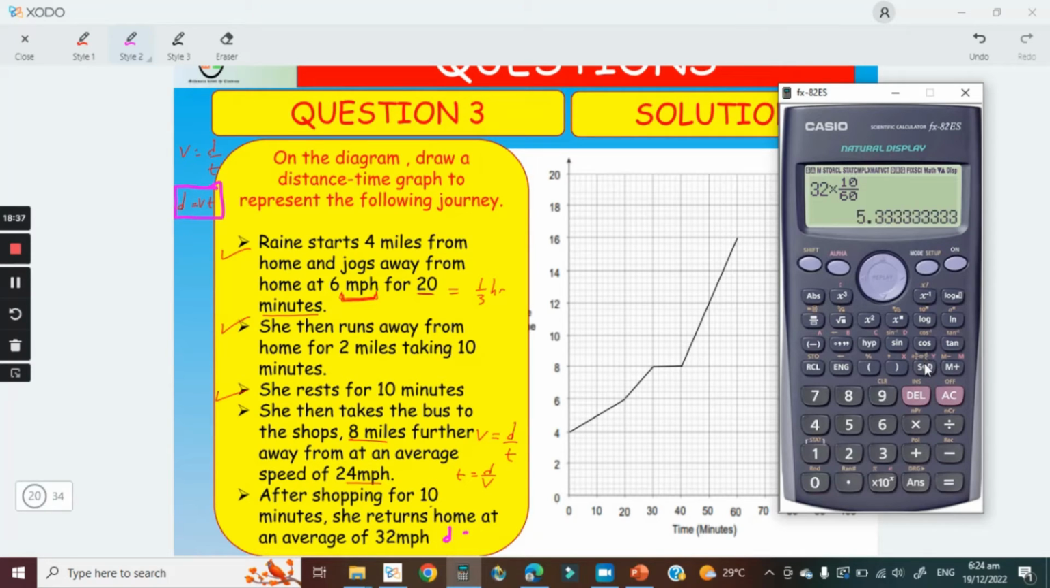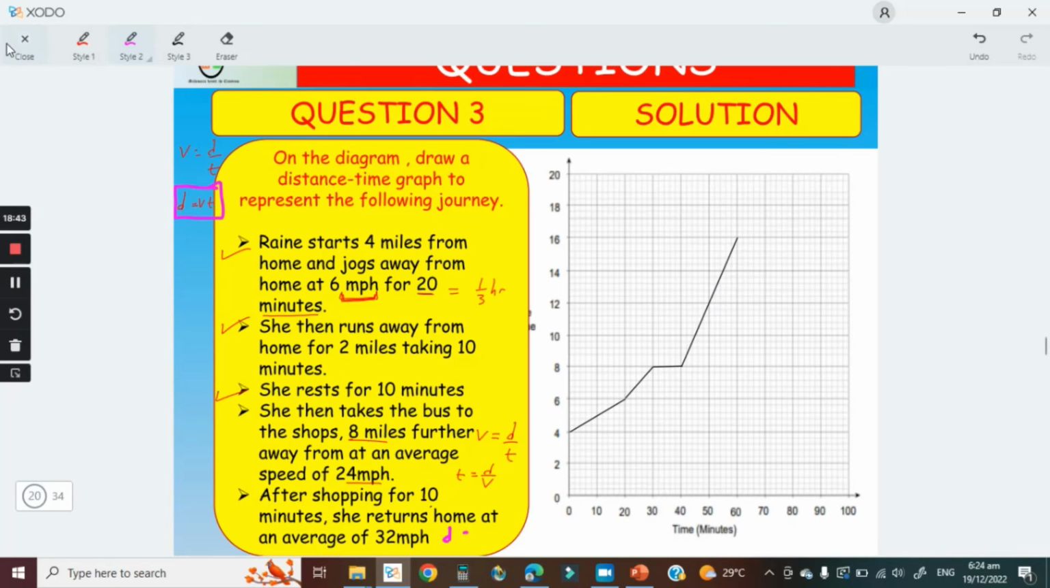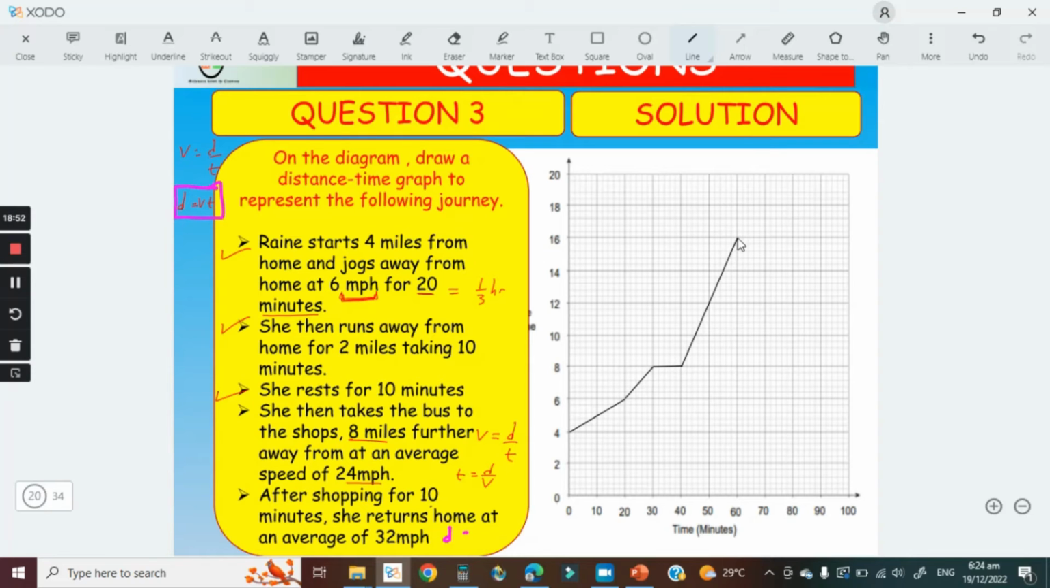This is the distance that she traveled returning home. This is 5.33. So returning home now, the direction is going to change. It's going to go down. The direction is going to go down.